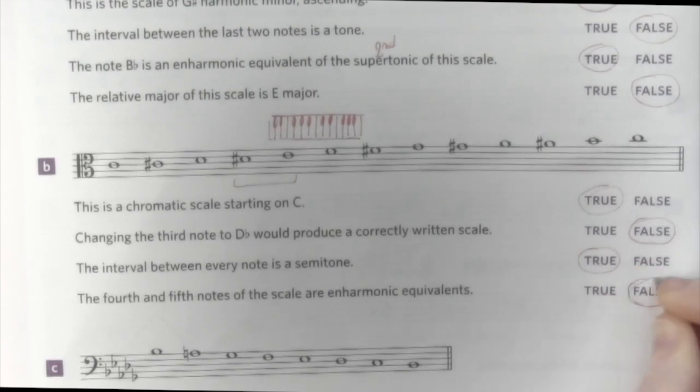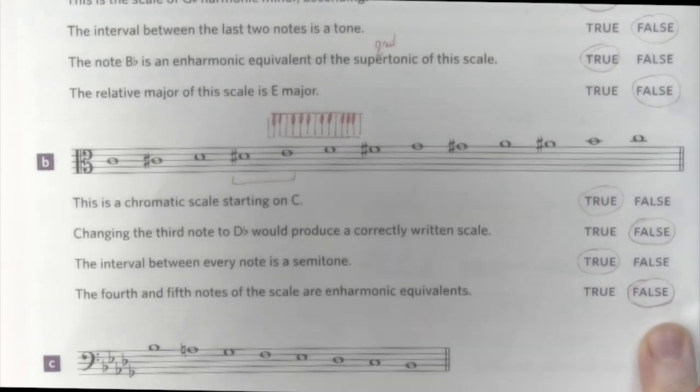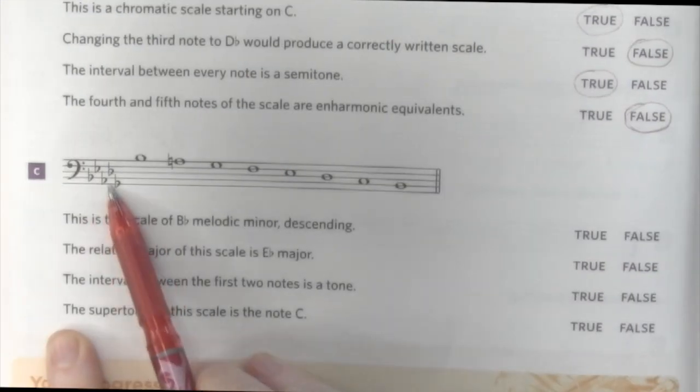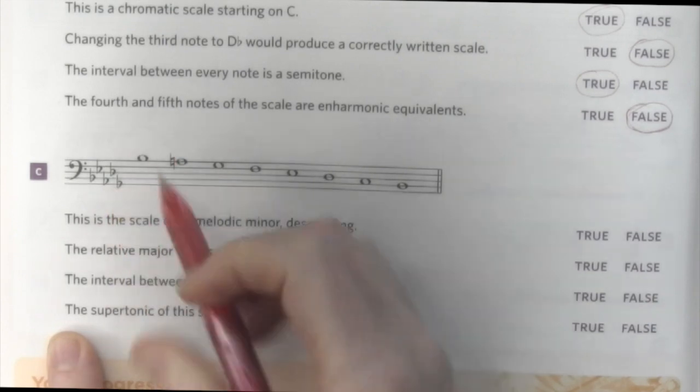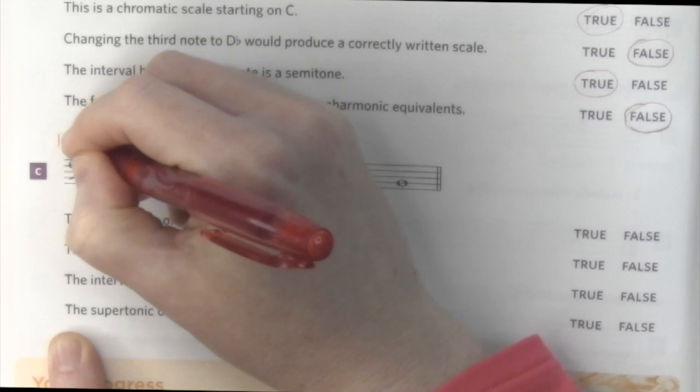There you go. My pen is running out of ink and I hope you can see it well. Last one. We have flats. What is the key signature? Si, mi, la, re, sol, re. Re flat. This is D flat major.